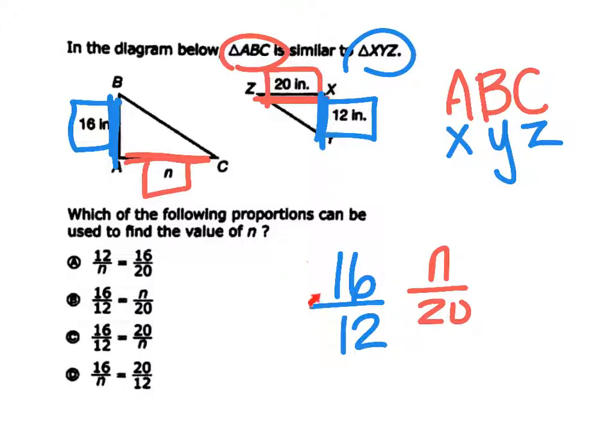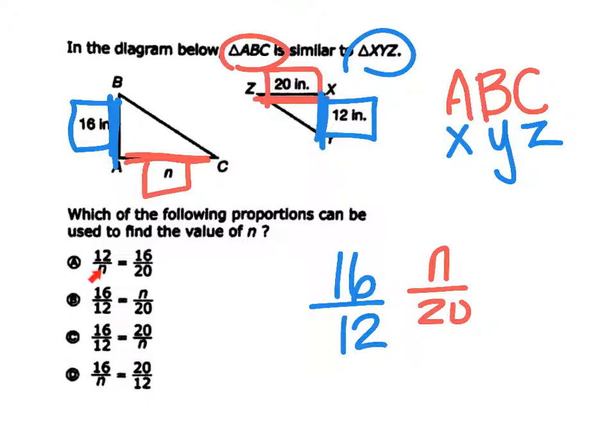My proportion says 16 matches with 12, N matches with 20. When I look sideways, I need to say N matches with 16 because those were in the same triangle. Right here, N also has a relationship with 16. And on the bottom of mine, I have 20 matching with 12 because in my small triangle, 20 and 12 are in the same triangle. If these answer choices are written just like mine, then I can just stop. But if not, we're going to have to look and see how to match them up differently.